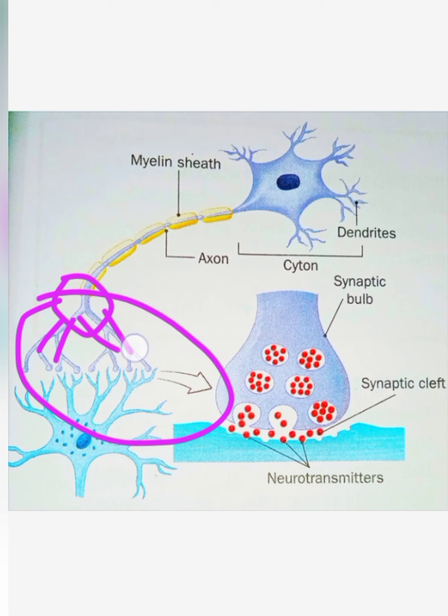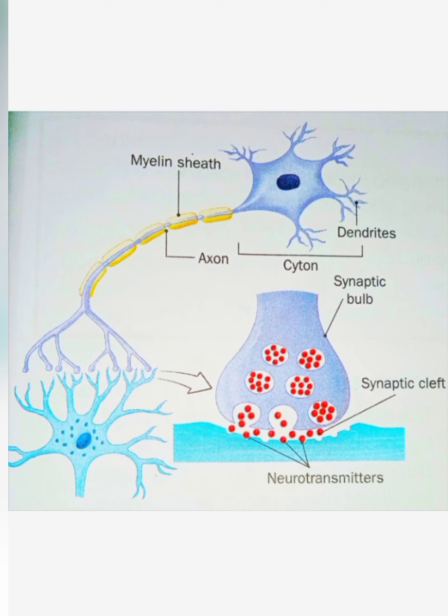Can you see the small projections in here, like this one? Bulb sort of structure like this. Can you see these structures? These are the synaptic bulbs. The maximized image is this one. So this is a single synaptic bulb, and these synaptic bulbs contain neurotransmitters. The red dotted structures are the neurotransmitters. And we can see the synaptic cleft and the neurotransmitters. This is the synaptic bulb.